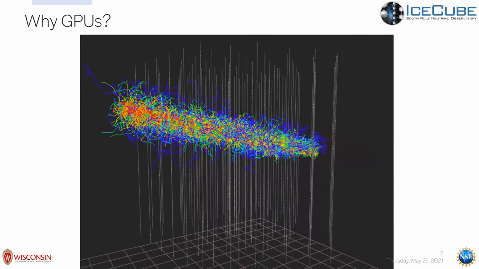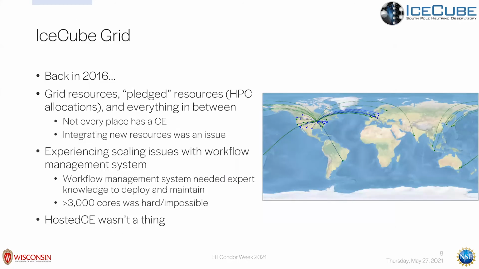So looking again at the IceCube grid, our global computing presence. Back in 2016, we had this mix of grid resources: Open Science Grid, European Grid Infrastructure, and pledged resources, meaning we had some allocation on high performance computing clusters, mostly through NSF and XSEDE. And then we also had everything in between, where we opportunistically could access a cluster on a campus that is part of our collaboration. And so we had this weird mix of resources.